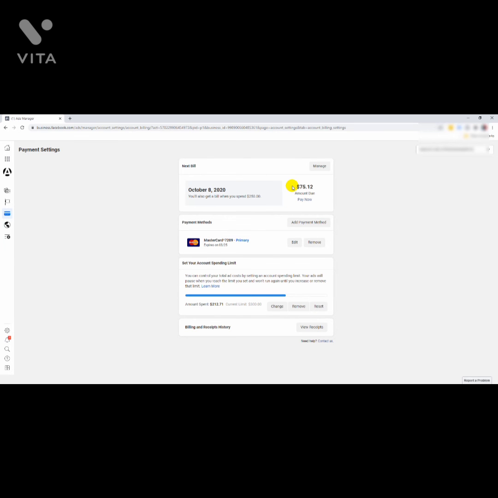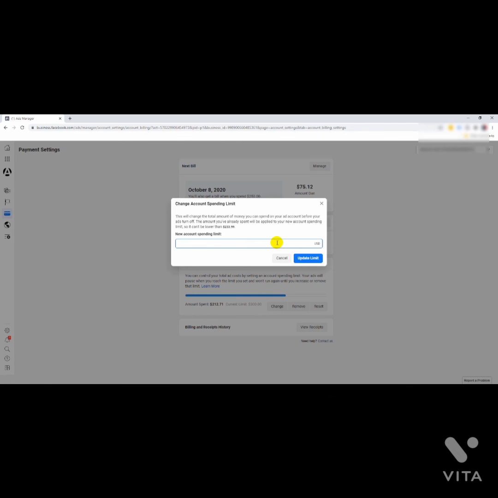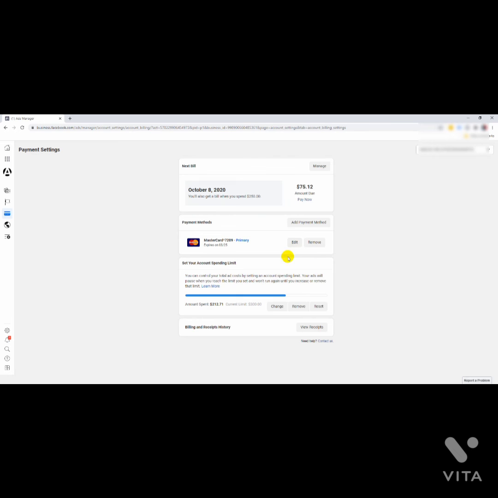And we'll arrive at this familiar page. Now, by default, if your account is brand new, you're going to see that there's no account spending limit, and that's exactly what we're going to do. Okay, so what you want to do is click on change, and we can put in any amount that you want. So this account's currency is in US dollars, and currently this is set to 300 USD, and I'll click on update limit.